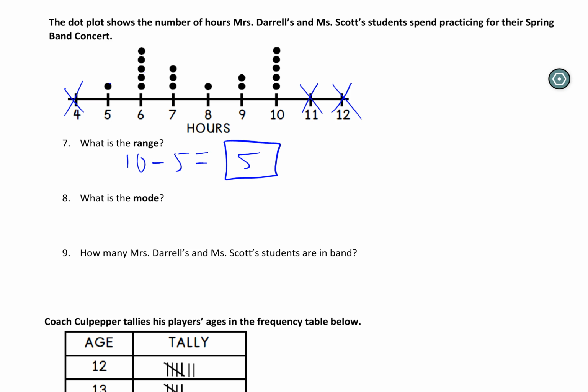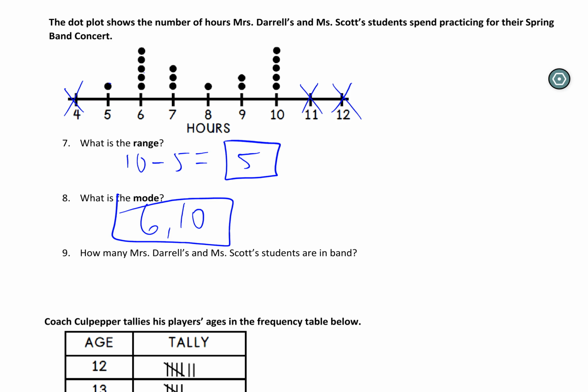So I have 5 6s and I have 5 10s. So again, it would be 5, 6, 6, 6, 6, 6. So there's 5 6s, and then I also have 5 10s. So 6 and 10 are both the mode. And also, just as a reminder, if we did not have a mode, so like if all of my data pieces occurred the same number of times and there was no mode, then I would write no mode.